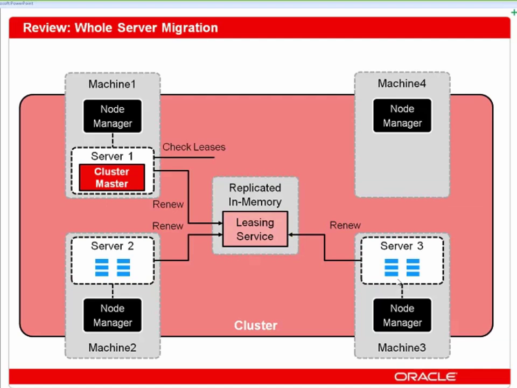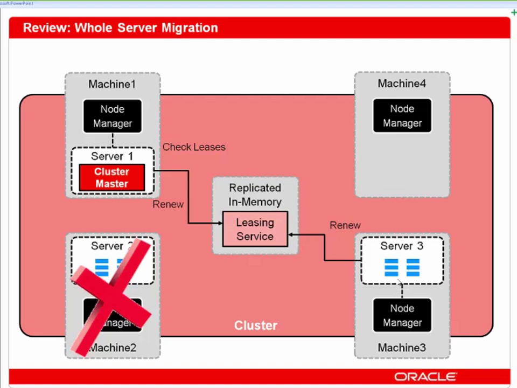The cluster master on server 1 periodically checks the leases in the leasing service, and the leasing service can be in memory, like it's listed here, or it can be in the database in a table. So it keeps checking the leases, and eventually machine 2 crashes, and along with it server 2 becomes unavailable.